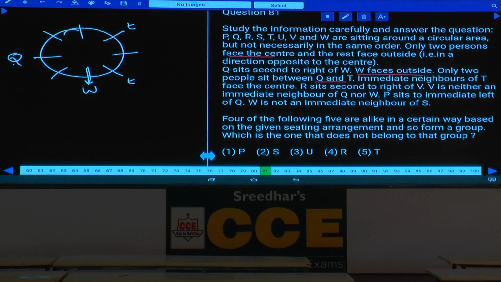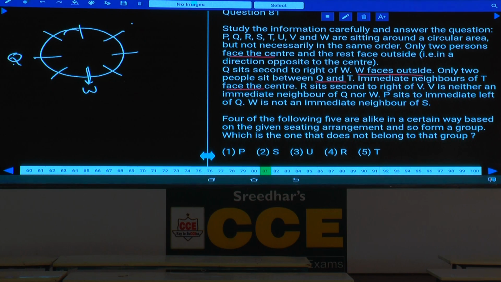Then immediate neighbors of T are facing the center. As immediate neighbors of T are facing the center, tell me whether T can be at this place? No, because one of the immediate neighbors of T is W, and W is away from the center. Hence T cannot be here. As T cannot be here, T must be at this place only.